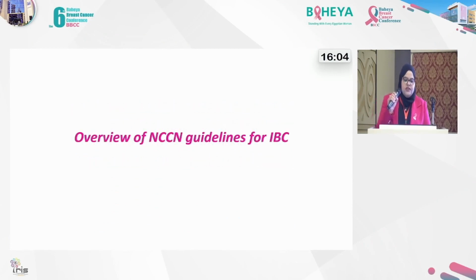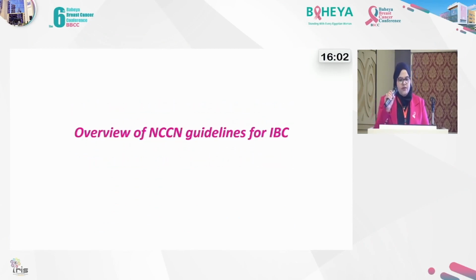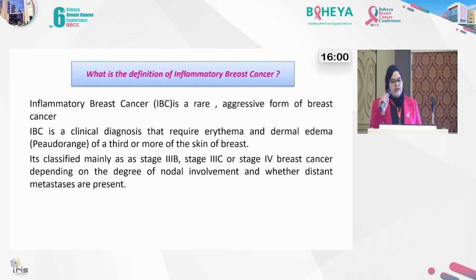Let's overview the NCCN guidelines for inflammatory breast cancer. Inflammatory breast cancer is a rare, aggressive form of breast cancer, and it's mainly a clinical diagnosis that requires erythema and dermal edema of a third or more of the skin of the breast. It's classified as stage 3B, stage 3C, or stage 4 breast cancer depending on the degree of nodal involvement and whether distant mets are present or not.